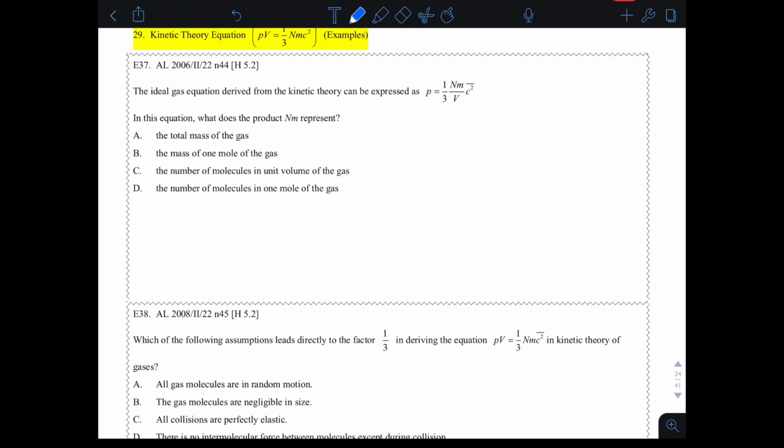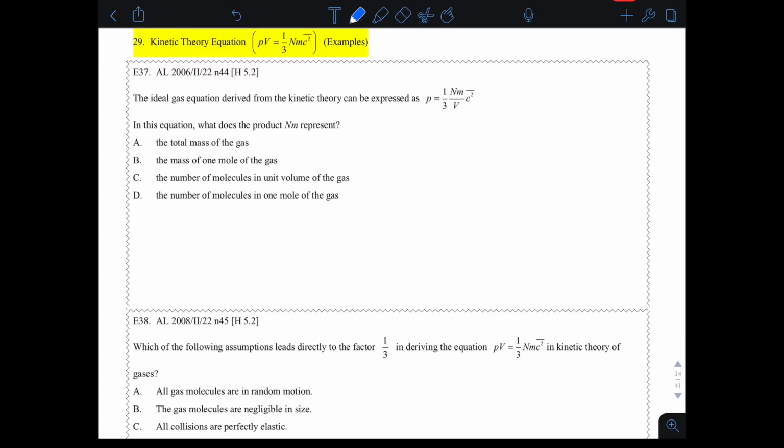Firstly, this is somehow out of the syllabus, but this can help us understand more about this equation. PV equals to 1/3 NMC squared, in the ideal gas equation derived from the kinetic theory. Then we have P, V is here, right? Move to the other side. In this equation, what does the product Nm mean? Then you really have to know what is the meaning of N first, and then m.